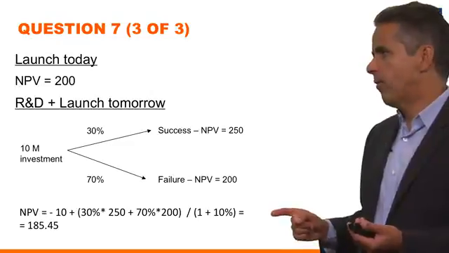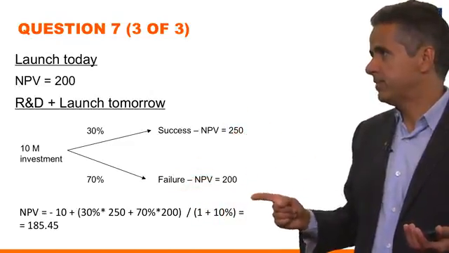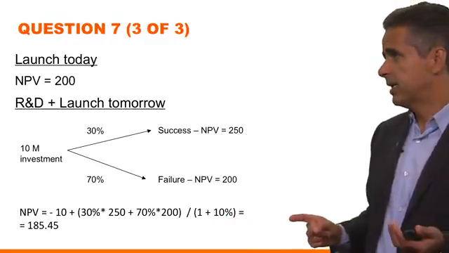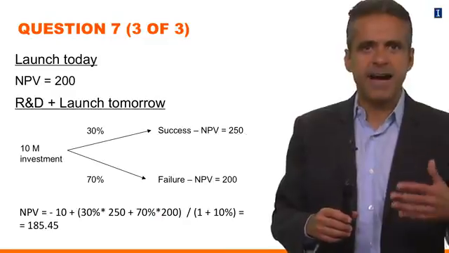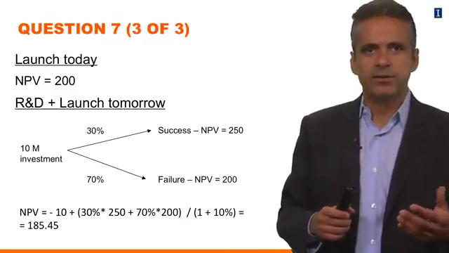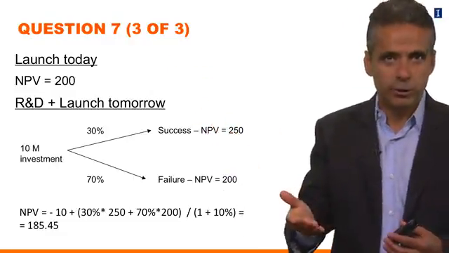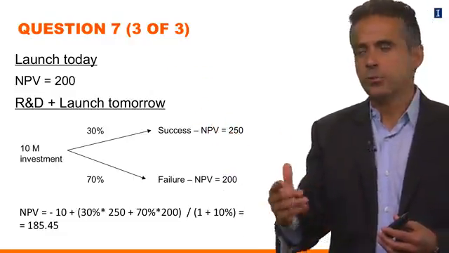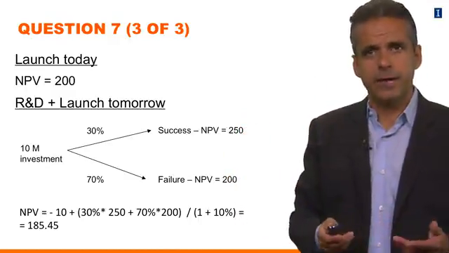So you can use the formula that we used in class to compute the NPV, 30% times 250, 70% times 200, discounted back to time 0, and you get an NPV of 185.45, okay? So since the NPV of R&D plus launch is lower than the NPV of launching today, the right decision would be to launch today and not do additional R&D, okay?